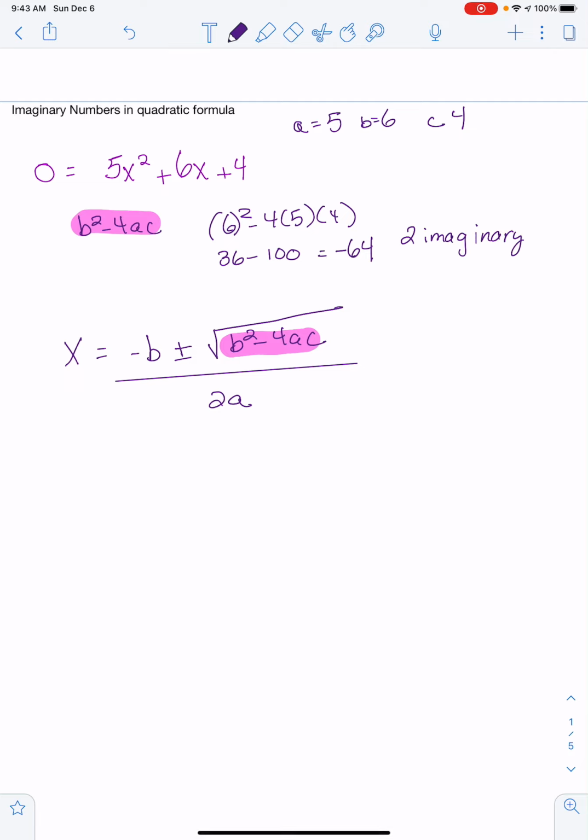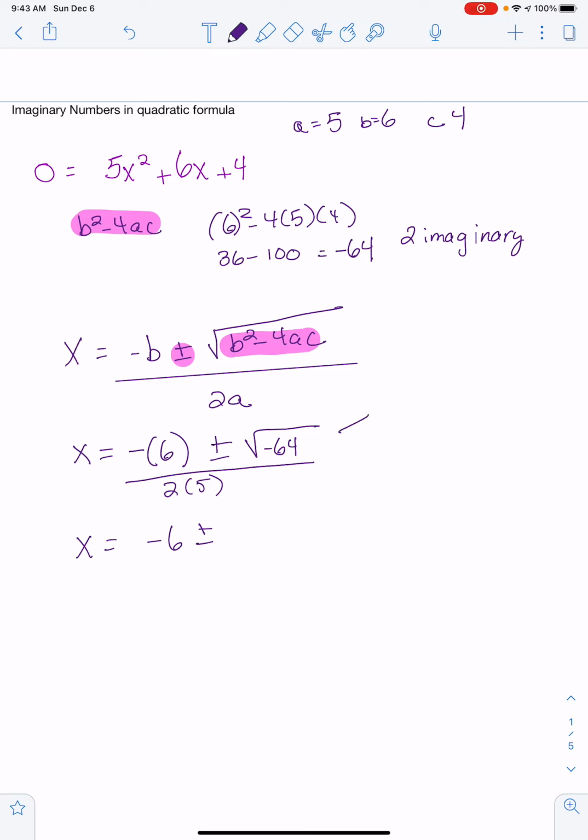You're going to get imaginary solutions because it's negative, and you're going to get 2 because you have a plus or minus in front of it. And so let's go ahead and substitute in now. So we're going to go x is equal to negative b, which is negative 6, plus or minus the square root of negative 64, divided by 2 times 5. And x could equal negative 6 plus or minus the square root part here.